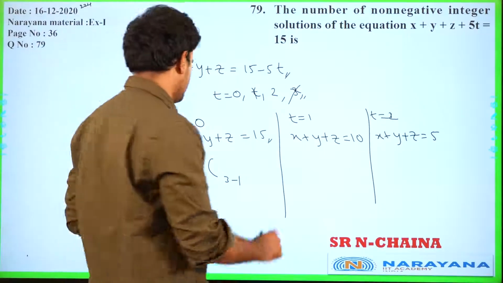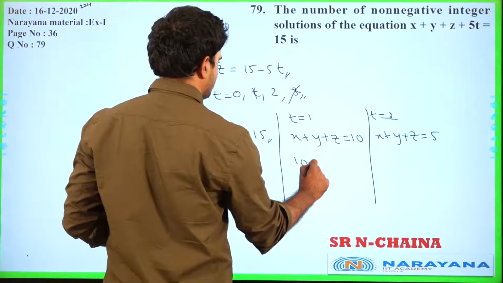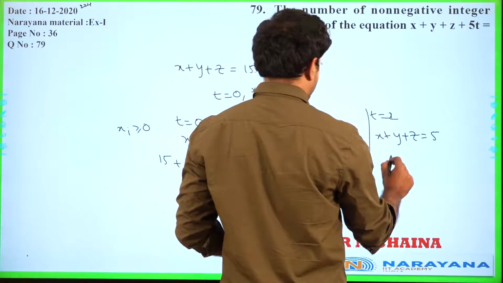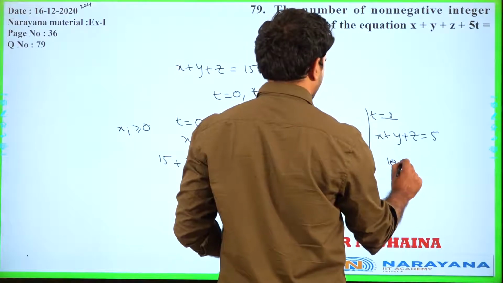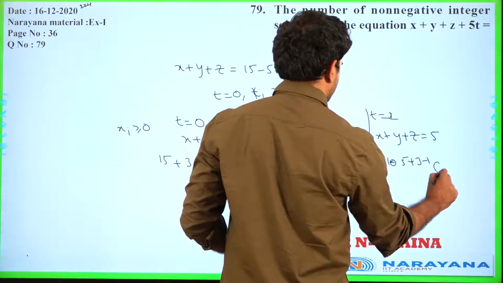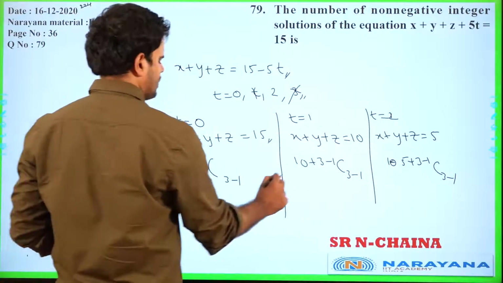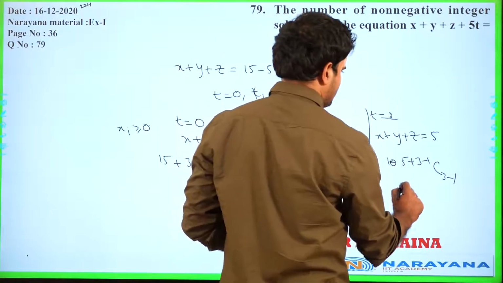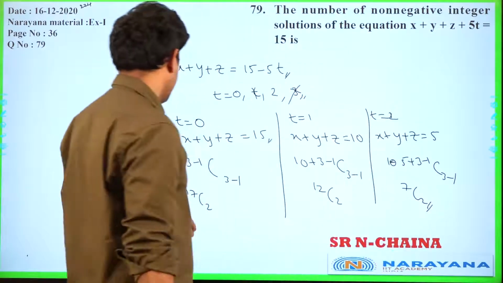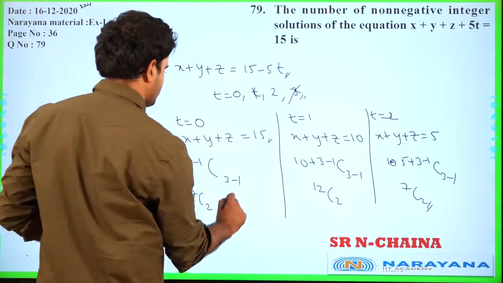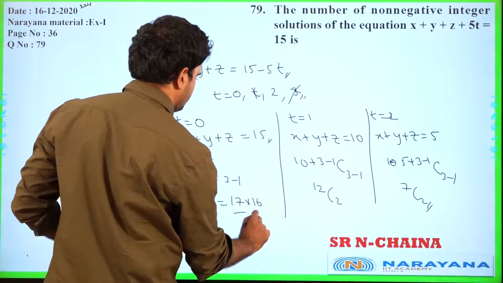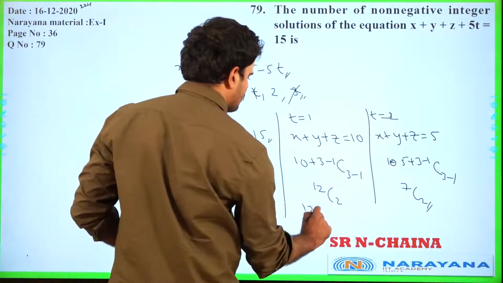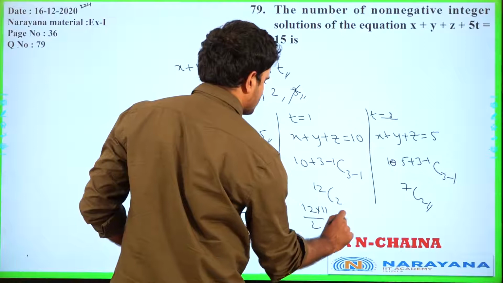Okay, so here how much do you get? 10 plus 3 minus 1, and 5 plus 3 minus 1. So it is 17 C2, 12 C2, and 7 C2. 17 C2 means 17 into 16 by 2, so we have 136. 12 C2 means 12 into 11 by 2, so it is 66.